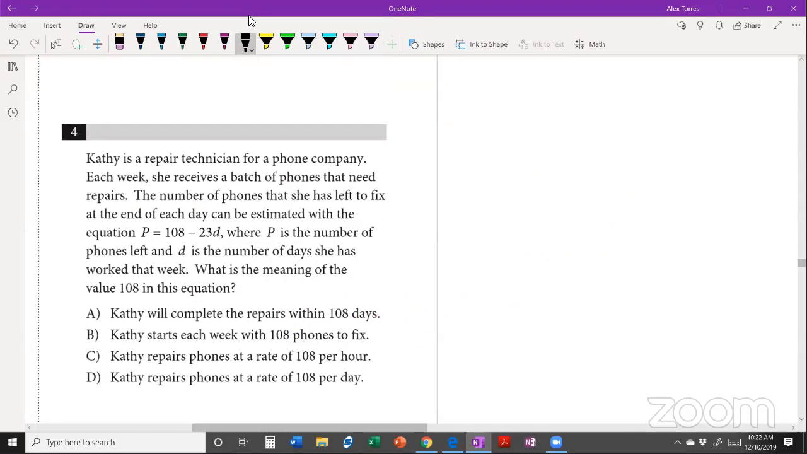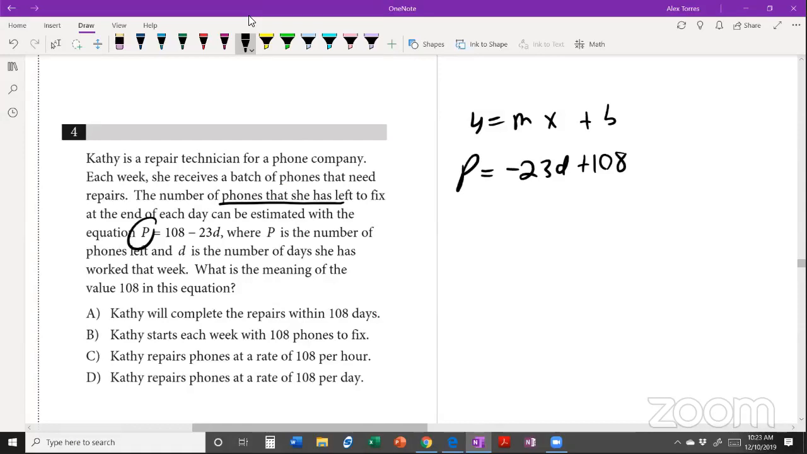Kathy's a repair technician. She has phones. P is the number of phones she has left. And it's a y equals mx plus b. So I'll write it like this, negative 23D plus 108. One thing that's done on the SAT very frequently is the mx plus b is reversed to b plus mx because it just makes it a tiny bit more confusing when you do that.